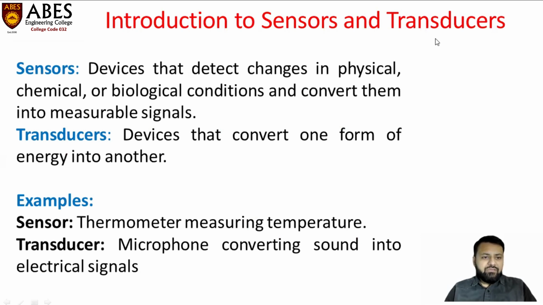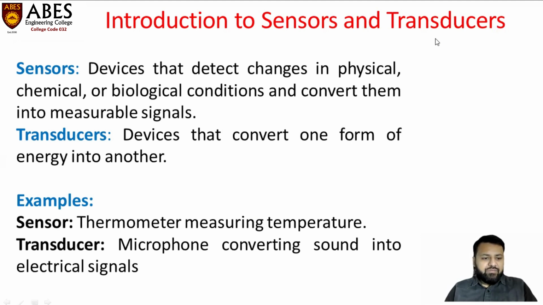First, if we see the definition of sensors, the devices that detect the changes in physical, chemical or biological conditions and convert them into measurable signals are known as sensors. Similarly, transducers are the devices which convert one form of energy into another. Means we can say one physical quantity into another physical quantity. The conversion will be done with the help of a particular transducer.